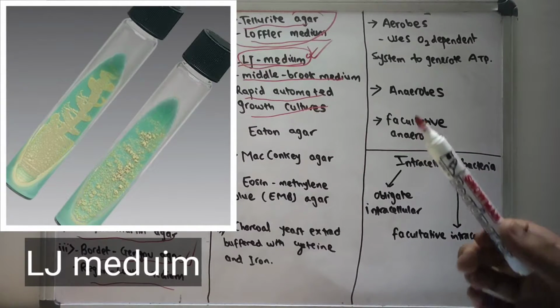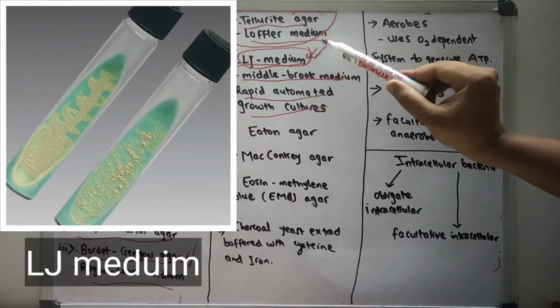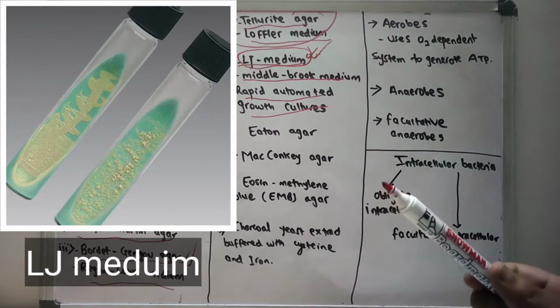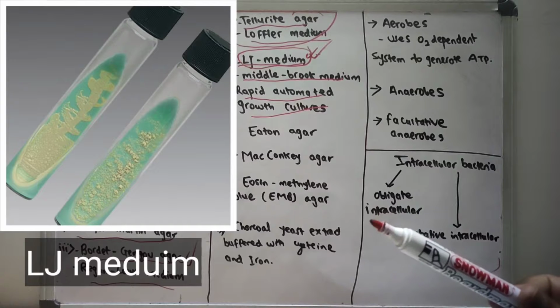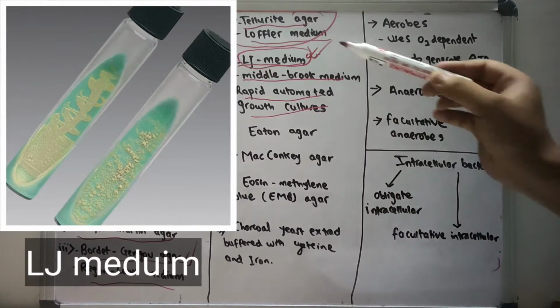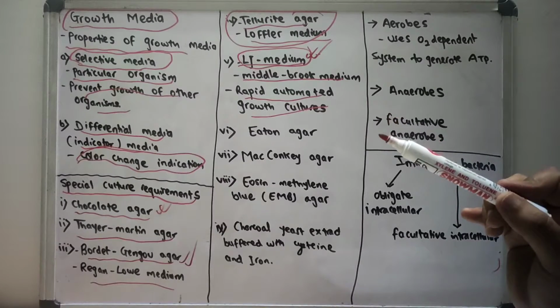The LJ medium contains mineral salt. You have to keep in mind that the LJ medium contains mineral salt, asparagine, glycerol, malachite green, and hen's egg. So these are the various contents of the LJ medium.